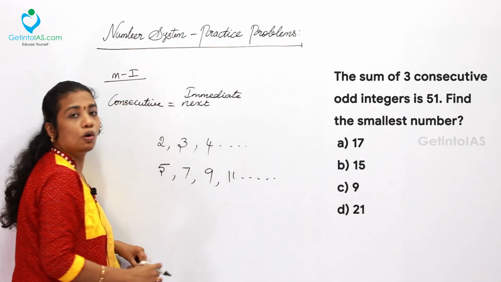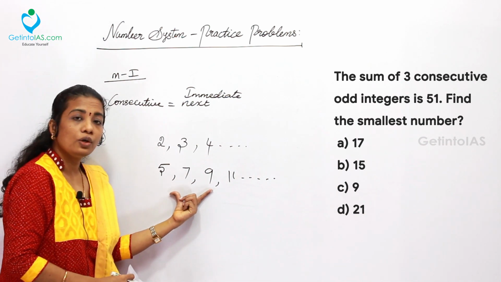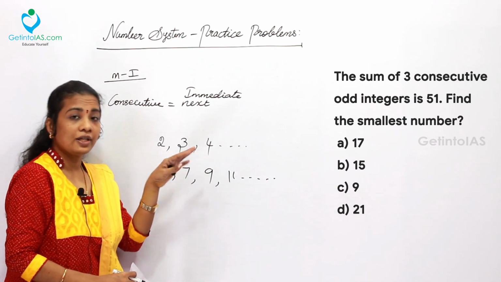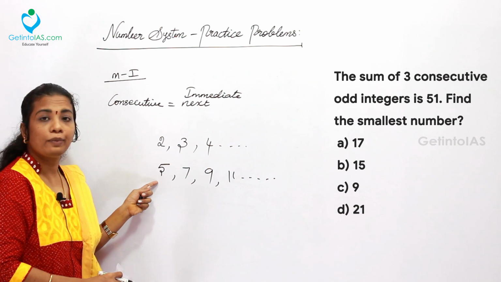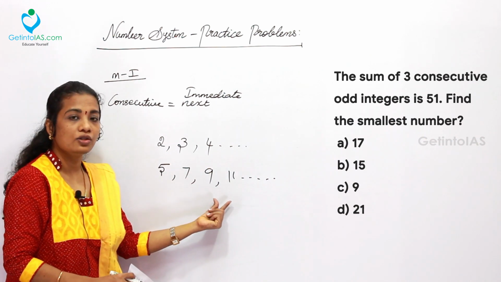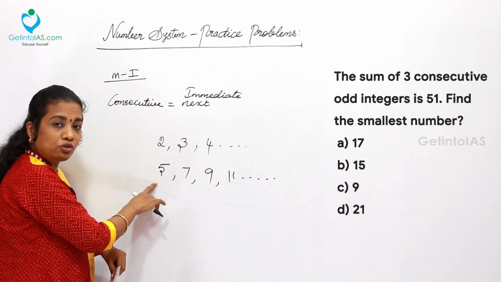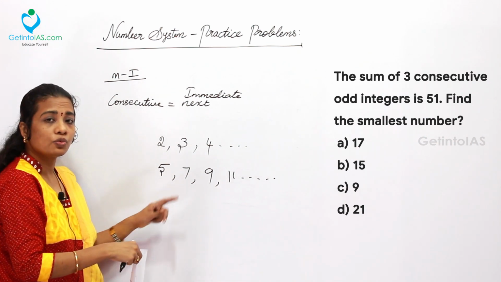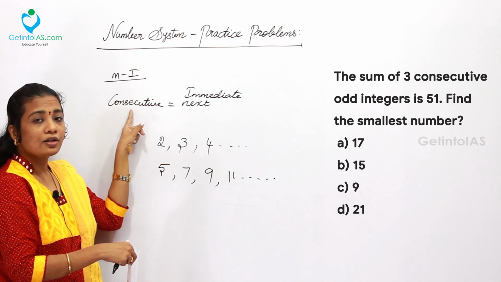11 and so on. So the consecutive odd number series may start from anywhere. So the starting point is not clear here. So I am giving the starting point. You want to say the next one. So the starting point is not defined here. But the next number is very clear because it is given as consecutive.